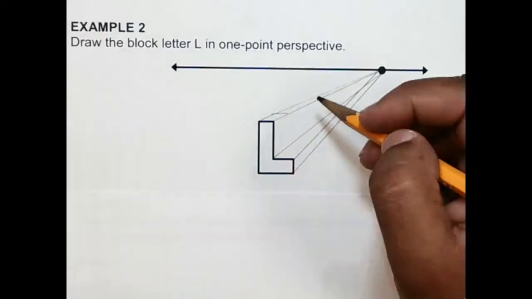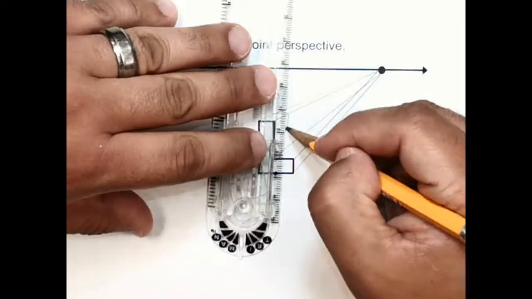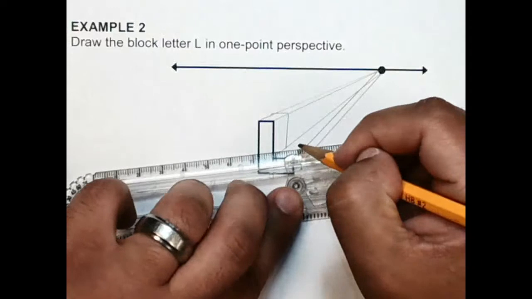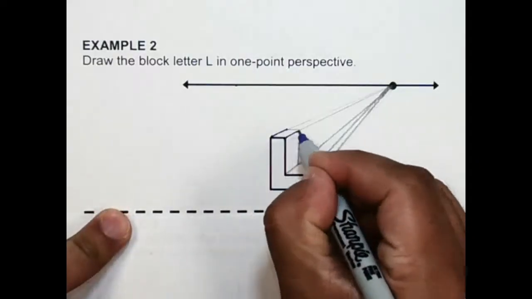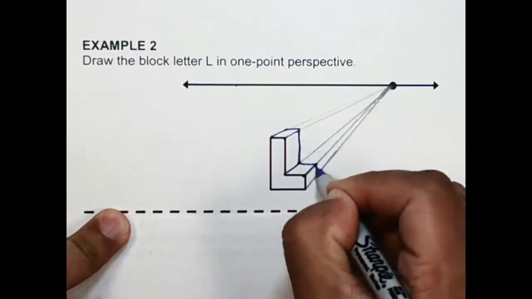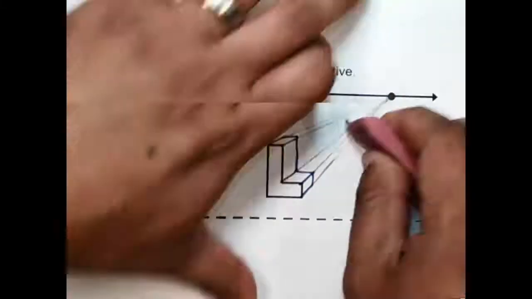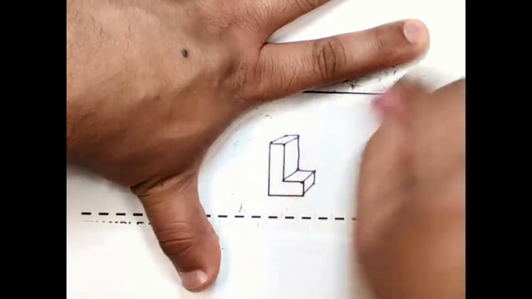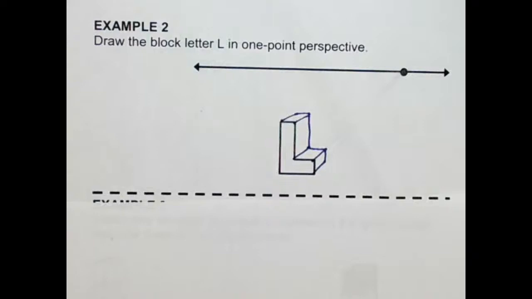and come down. Go ahead and connect to these, and connect this part of it. Then we get rid of all the extra little pencil lines, which is why I asked you to do it lightly. That L is now in 3 dimensions.